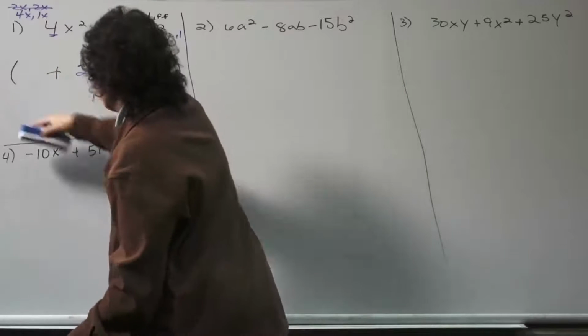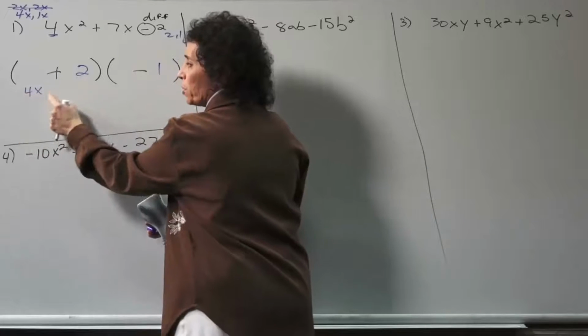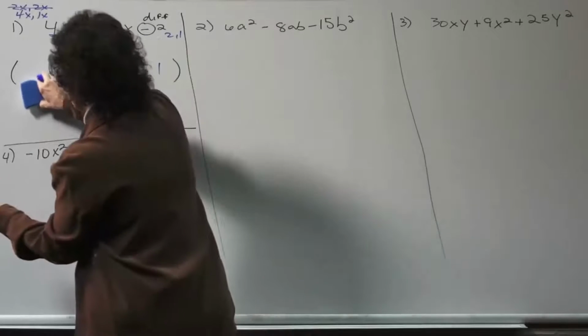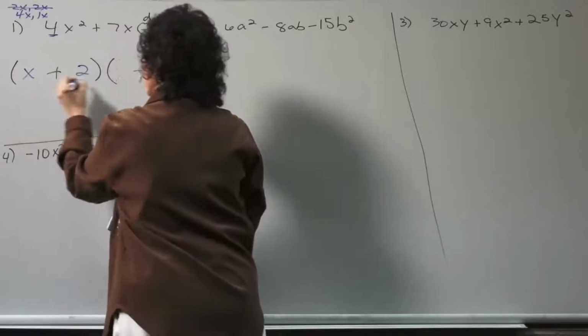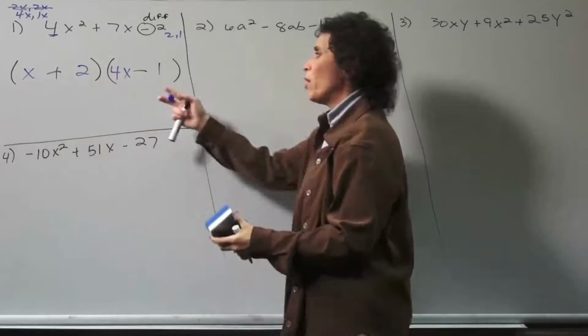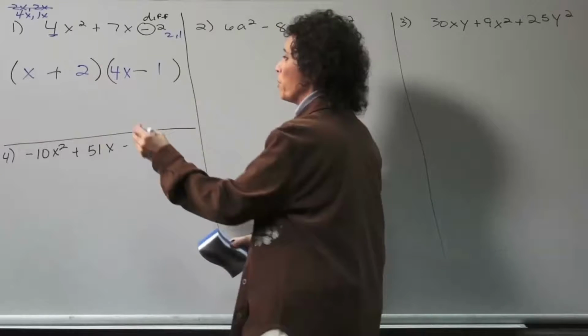Okay, now let's try 4x and x. The problem is almost the same. I can't put the 4x here. If I put the 4x there, it will have a common factor. So if I'm going to use 4x and x, the x is going to have to go here. The 4x is going to have to go here. We don't talk about 1 as being a GCF. Now we have to check for our middle term. Here we go.